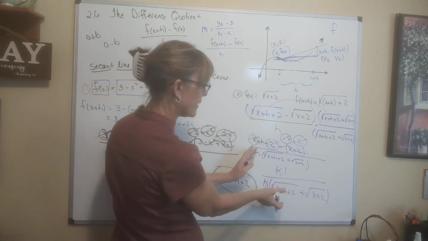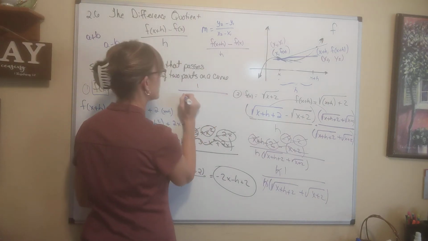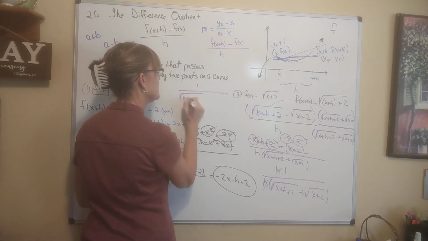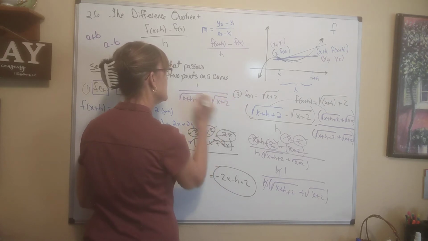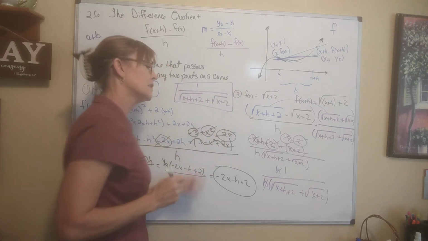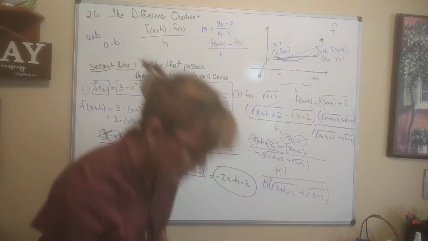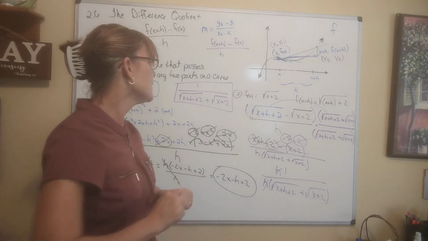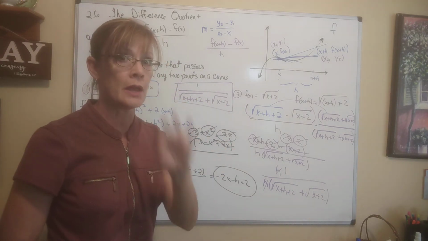Now let me find some room to write my final answer. This is your final answer: 1 over the square root of x plus h plus 2 plus the square root of x plus 2. This is your simplified difference quotient for number 2. So right now, you might wonder why we do this. That seems so complicated. It makes more sense when you get into calculus, and having these skills will help you a lot once you get there.